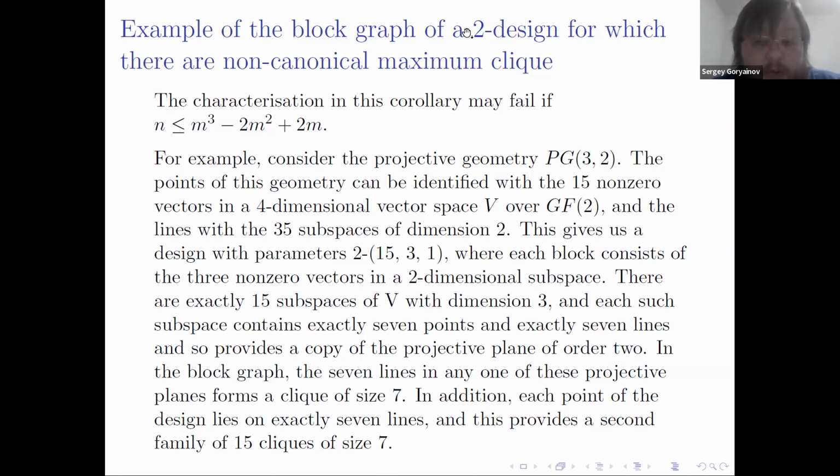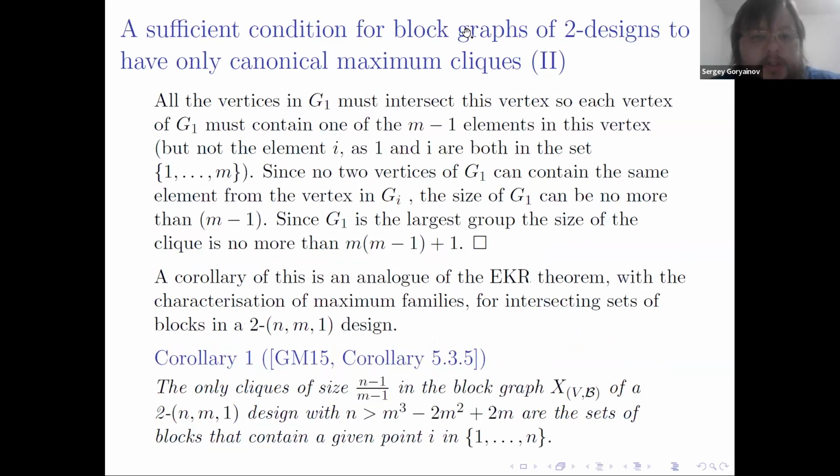In addition, each point of the design lies in exactly 7 lines, and this provides a second family of 15 cliques of size 7. So the second family of cliques are canonical in this sense, and the first one are non-canonical. And the inequality from the corollary does not hold.